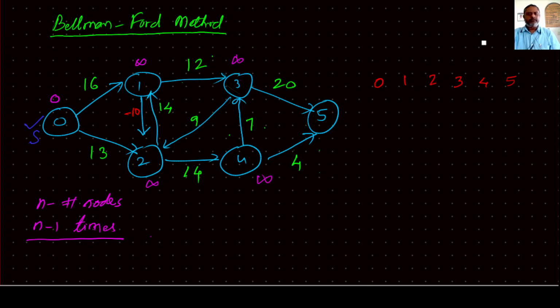The disadvantage of Dijkstra's method was that it has to have all positive weights. All the edges must be positive weights. That's the assumption it makes to start with.